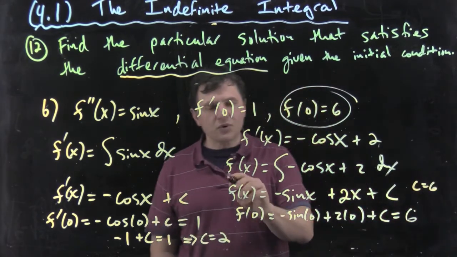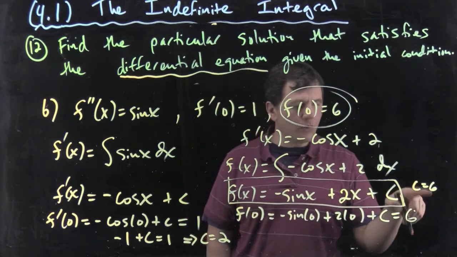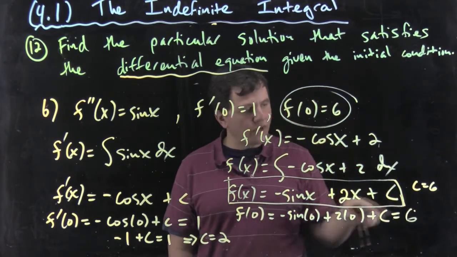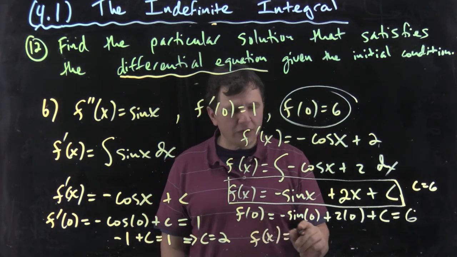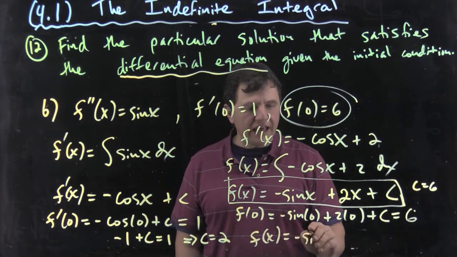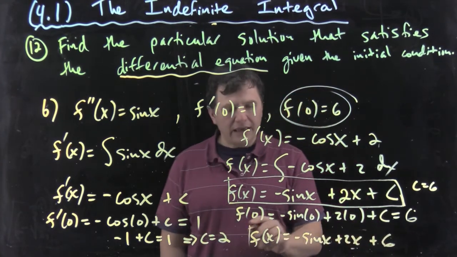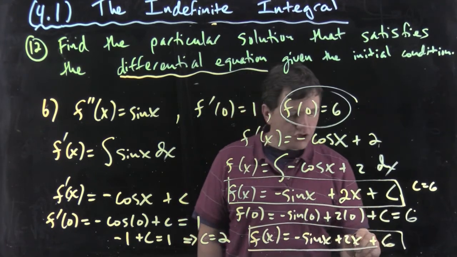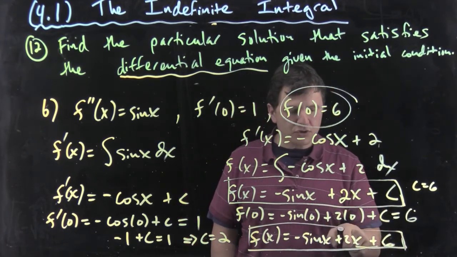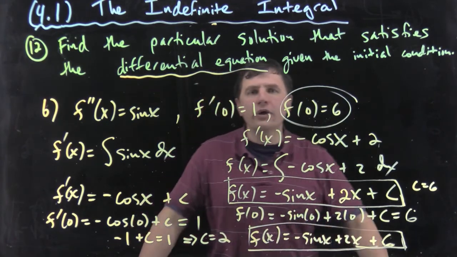Oh, by the way, just once again, this is what's referred to as the general solution. We want the solution particular to this point. So now I just put it all together. Our particular solution is f of x equals negative sine x plus 2x plus 6. And there you go. This is the particular solution. General solution, particular solution. Okay, so that is it for 4.1.